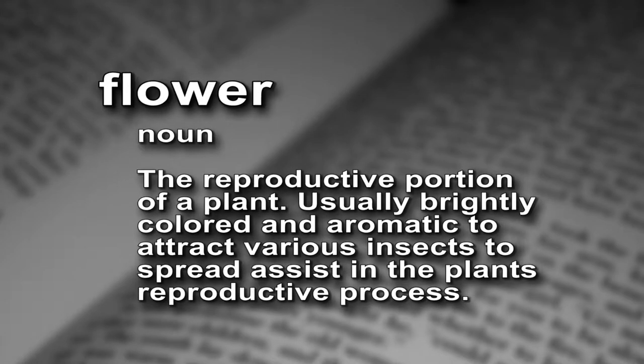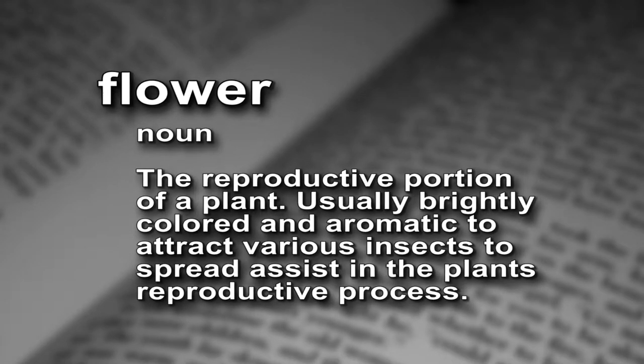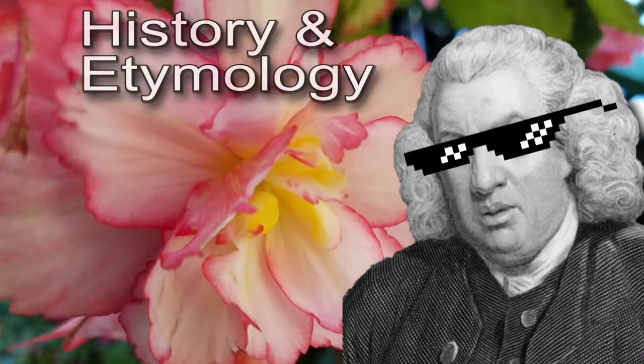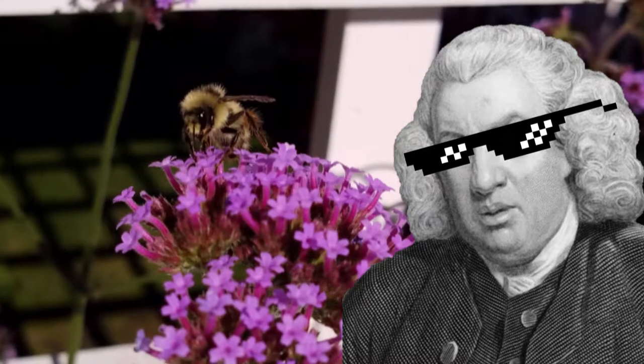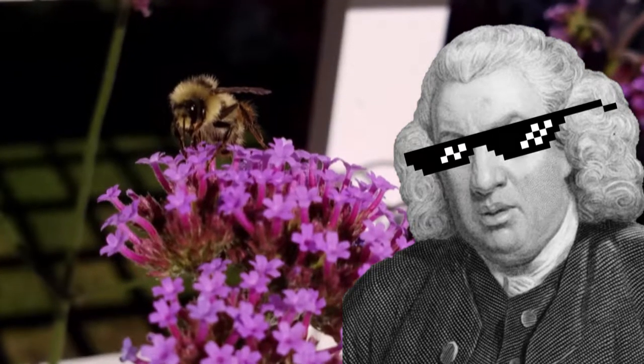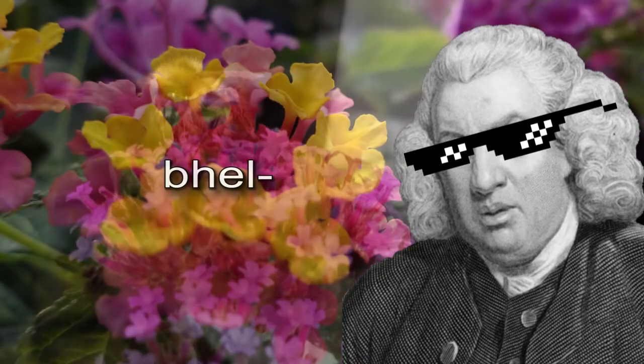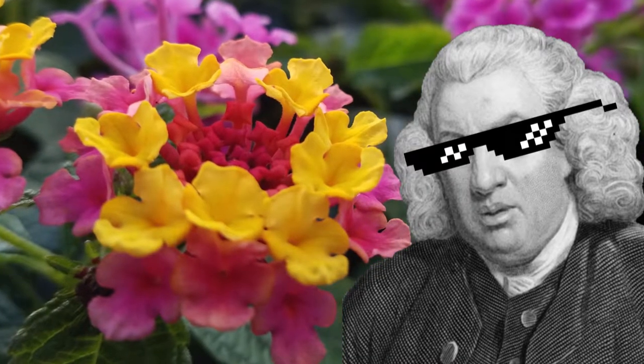Flower, noun. The reproductive portion of a plant, usually brightly colored and aromatic, to attract various insects to assist in the plant's reproductive process. History and etymology. The history of the word flower can be traced back all the way to the Proto-Indo-European word bhel, meaning to thrive or bloom. The meaning of the word hasn't changed much.